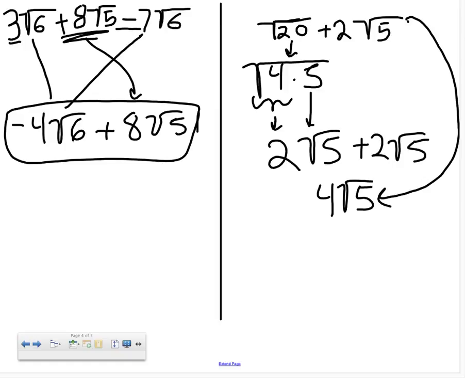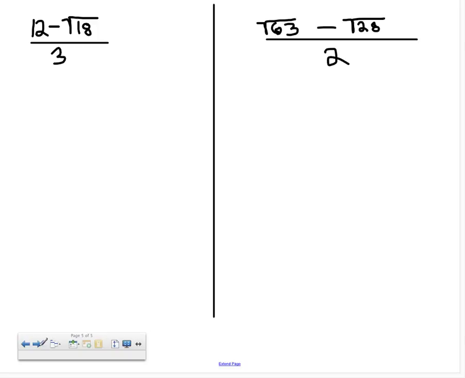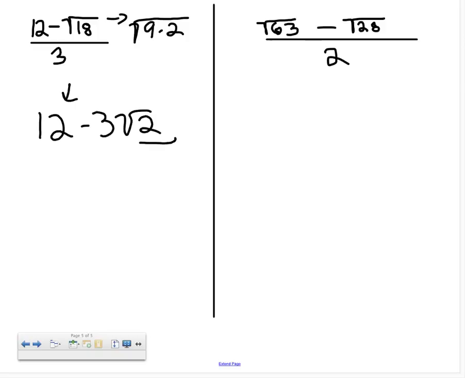And then just to finish it off, let's put it into more familiar looking problems. Another reason why we simplify roots is it allows us to get rid of division sometimes. In this case, 12 minus root 18 can't be done. But root 18 can be simplified, because root 18 is like root 9 times 2. And I know what root 9 is. Root 9 is 3. So if I write this again, it's 12 minus 3 root 2 over 3.